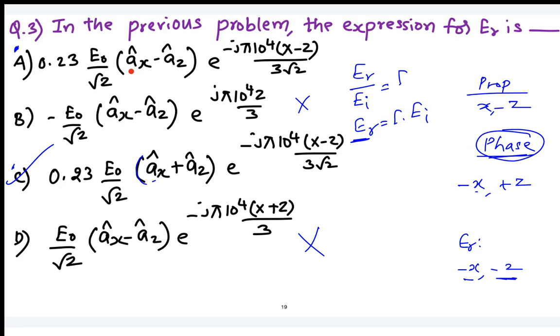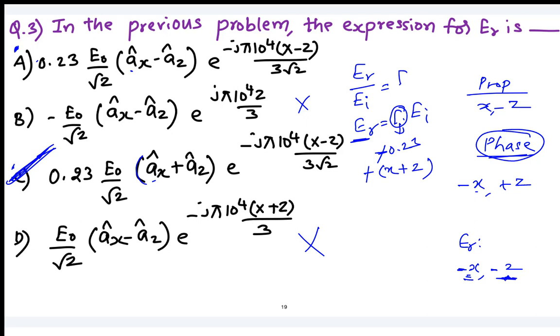But still I can say option C is correct because your reflection coefficient can become negative. Suppose your reflection coefficient is becoming minus 0.23. What will happen in that case? That minus and this minus get cancelled. So minus 0.23 into minus of x plus z, your minus gets cancelled. So everybody understood what I meant to say? Option C can be correct if your reflection coefficient is going to be negative. Do you understand what I'm saying?